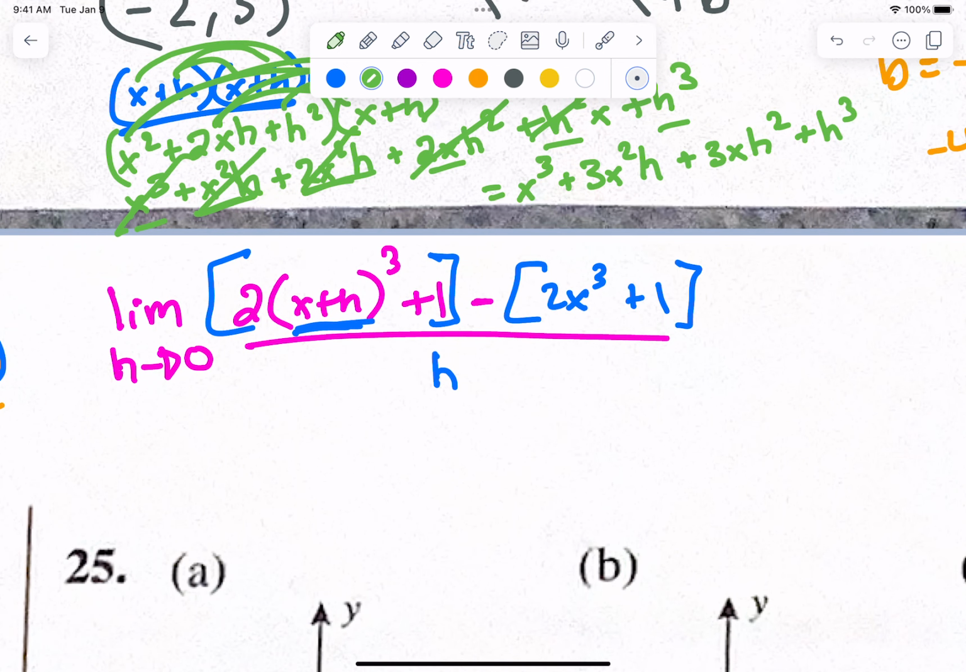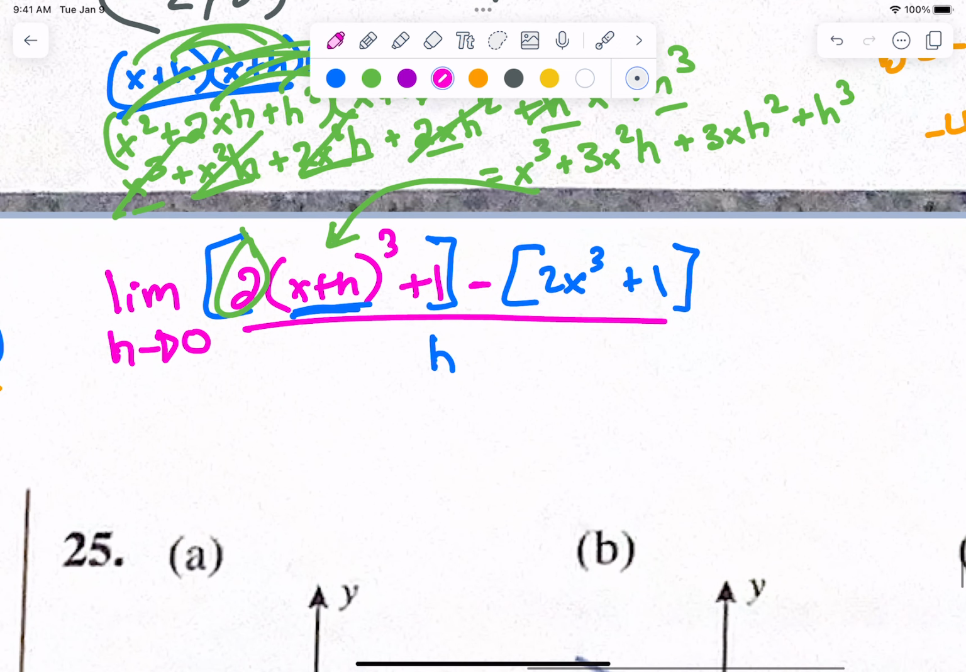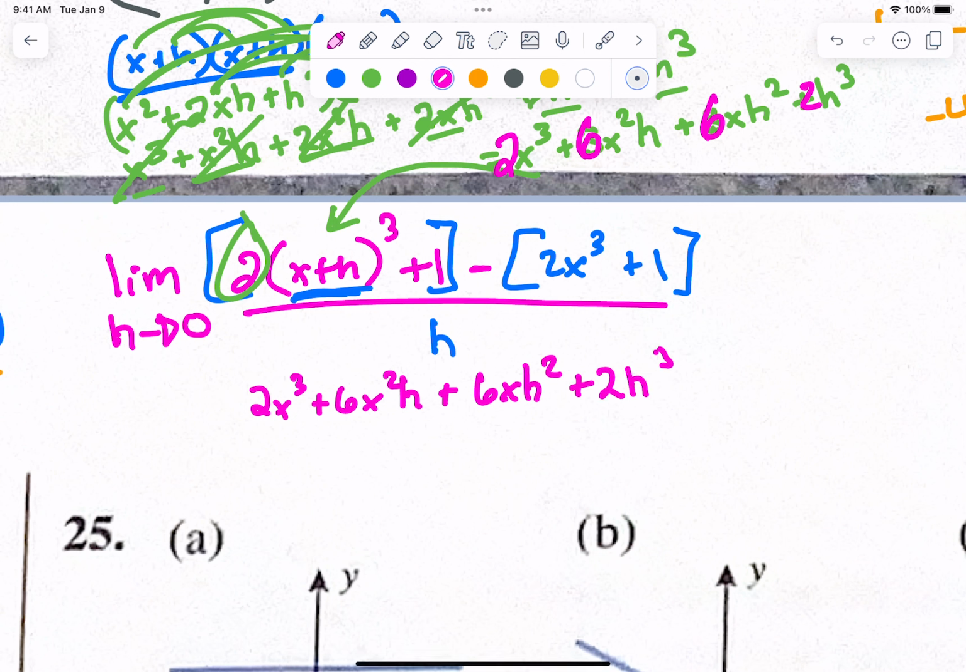Now what with that? Now that goes right here, so we've got to multiply everything by 2. I'm multiplying everything by 2, so 3 times 2 makes 6, and the last one makes 2. So we get 2x to the third plus 6x squared h plus 6xh squared plus 2h cubed. That's just this chunk. Then what?